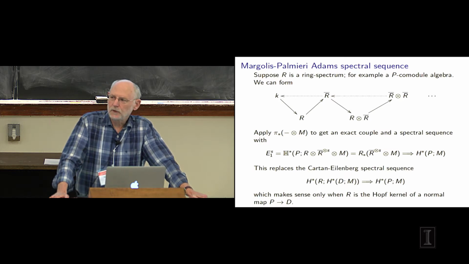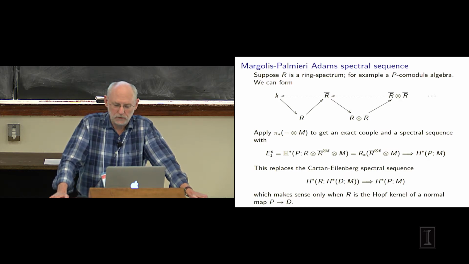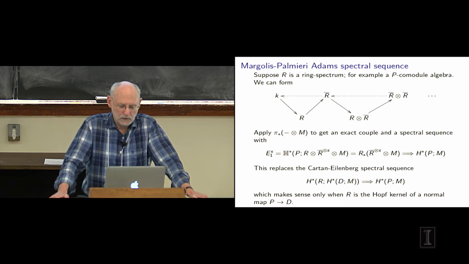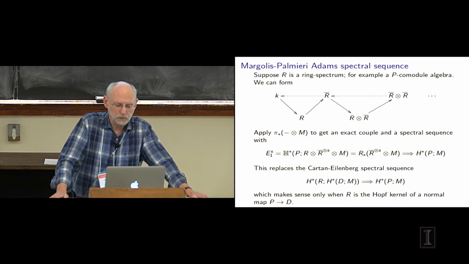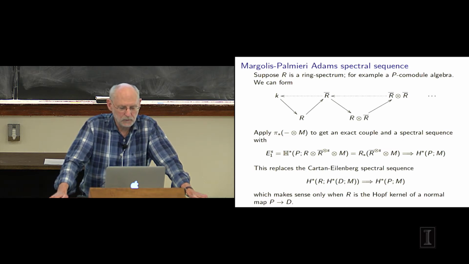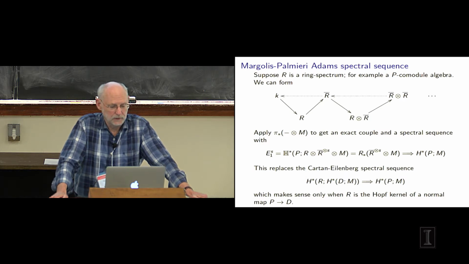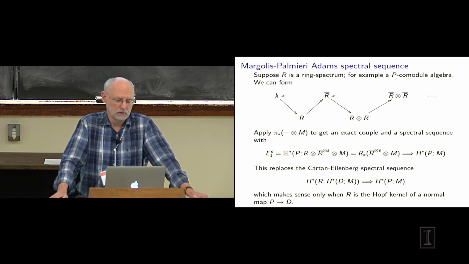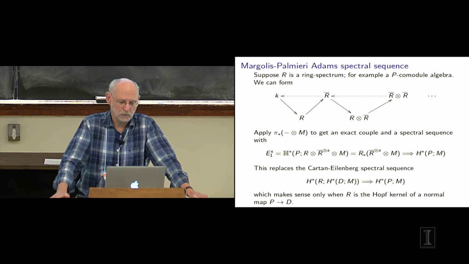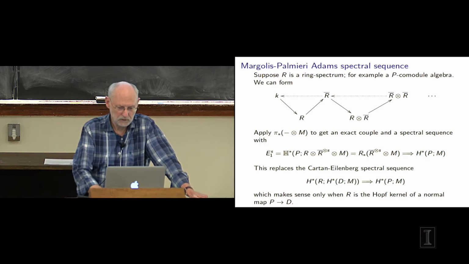So this is an interesting spectral sequence to look at in general, at this level of generality. There's another spectral sequence, which I think coincides with this one in some cases, the Cartan-Eilenberg extension spectral sequence. But it's only going to be valid in very restricted conditions, like when R is the Hopf kernel of a normal map from P to some other Hopf algebra, and then the E2 term of the extension spectral sequence looks like that. But that's a much more restricted case than what this Margulis-Palmeri atom spectral sequence works in.